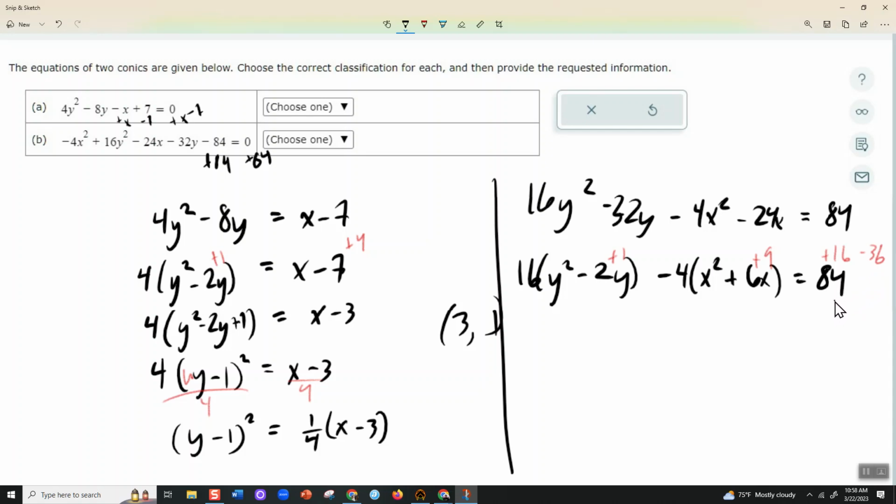Let's double check. Don't want to be wrong. Gotta borrow. 10 minus 6 is 4. 9 minus 3 is 6. That is correct.